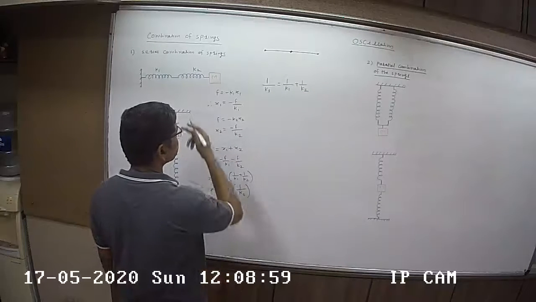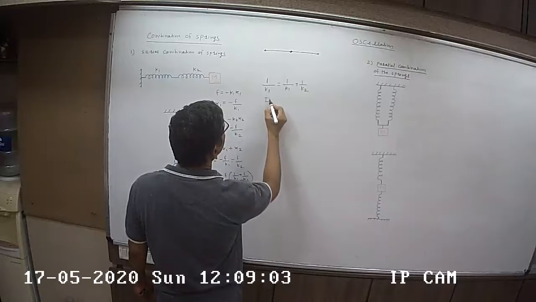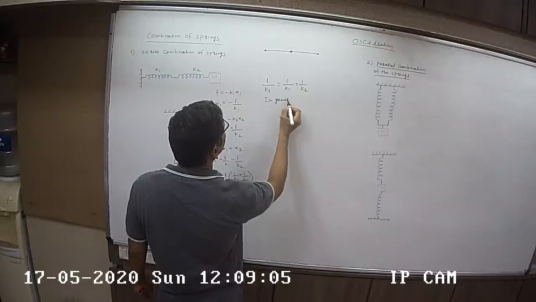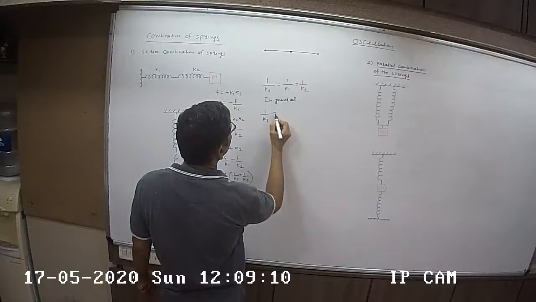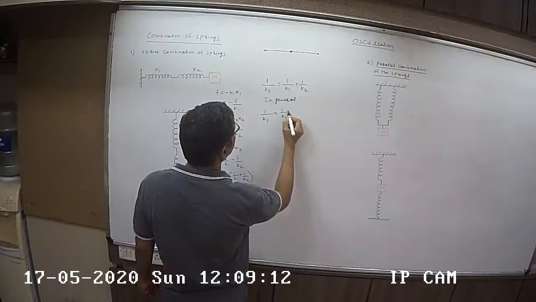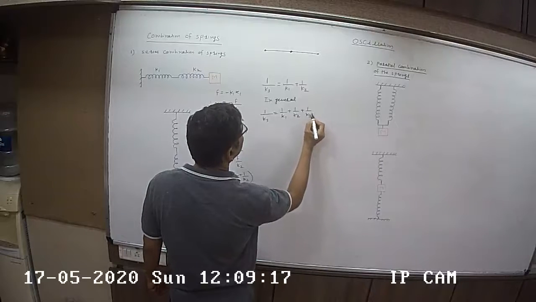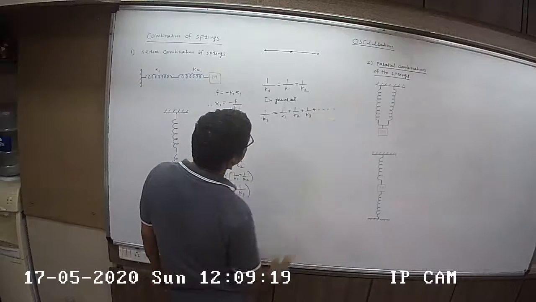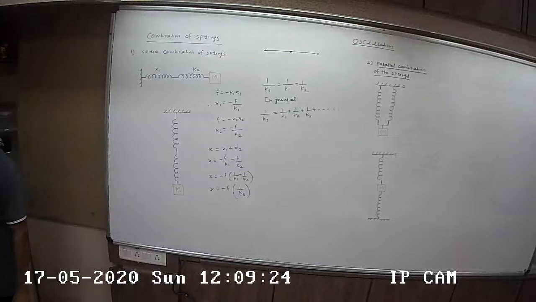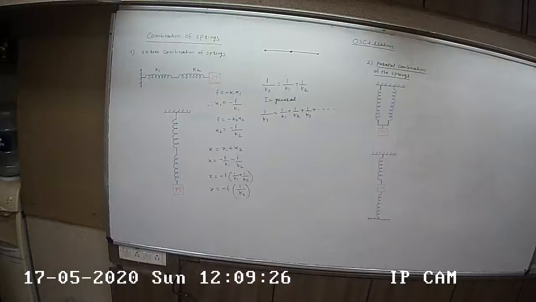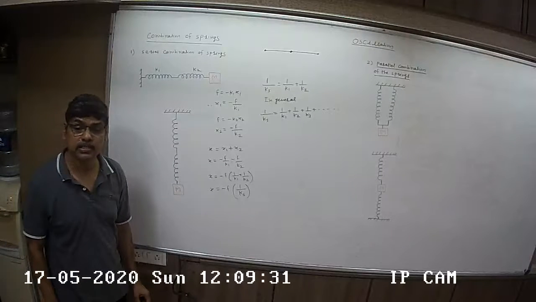If there are n number of springs connected in series, what will 1 upon Ks be? In general, 1 upon Ks will be equal to 1 upon K1 plus 1 upon K2 plus 1 upon K3 and so on. Got it? But suppose I use identical springs. Now what do you mean by identical springs? Springs having the same spring constant, the force constant K will be the same.